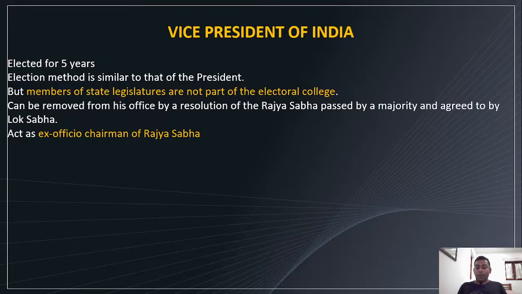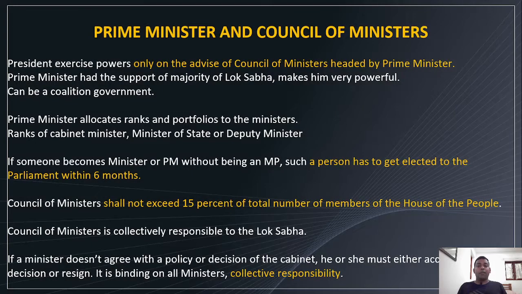Moving on. Prime Minister and Council of Ministers. The president exercises powers only on the advice of the Council of Ministers headed by the Prime Minister. We have already seen it. The Prime Minister has the support of the majority of Lok Sabha, which of course makes him very powerful. It can be a coalition government, a government consisting of many parties. If a single party does not have a majority, many parties together form the government. That's called coalition government.